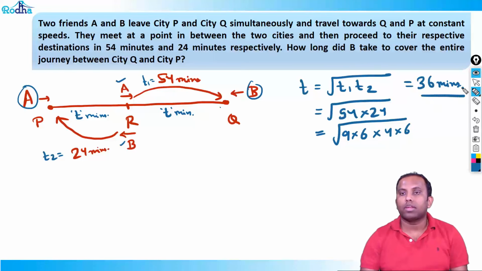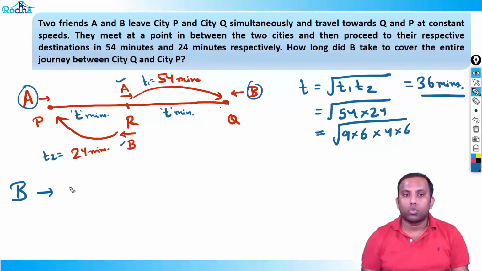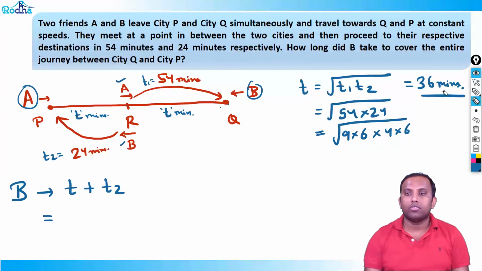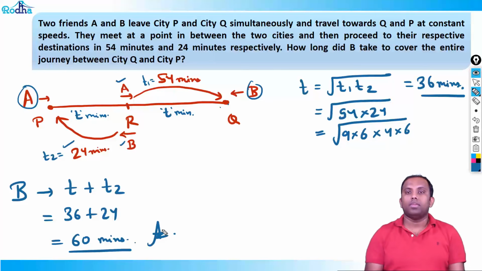So if T is equal to 36 minutes, what is the total time taken by B to cover the entire journey between city Q and city P? So B has taken T minutes to reach from Q to R and then T2 minutes. So total time taken by B is T plus T2. T is now 36 and T2 is now 24. So 36 plus 24, what is the answer? The answer is 60 minutes. So the time taken by B to cover the entire distance is 60 minutes. I hope it is clear, right?